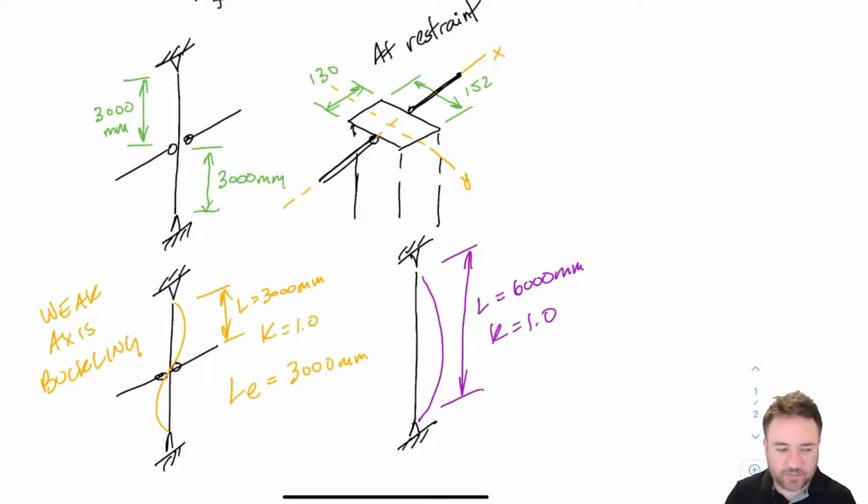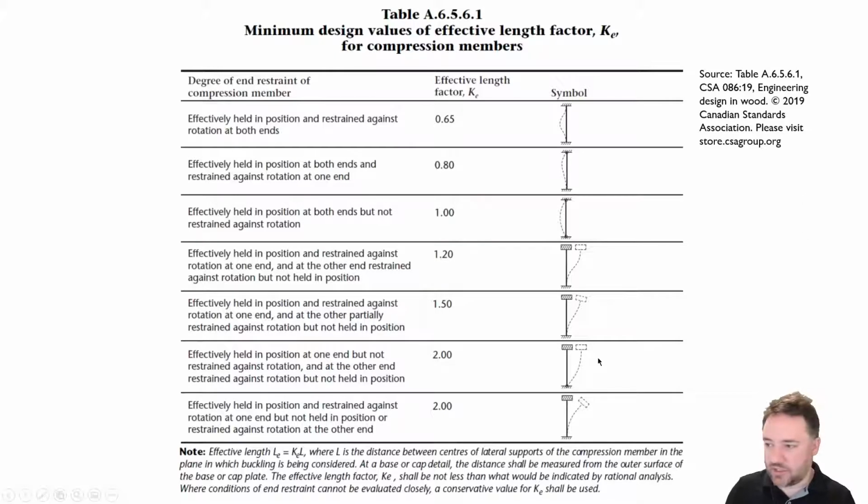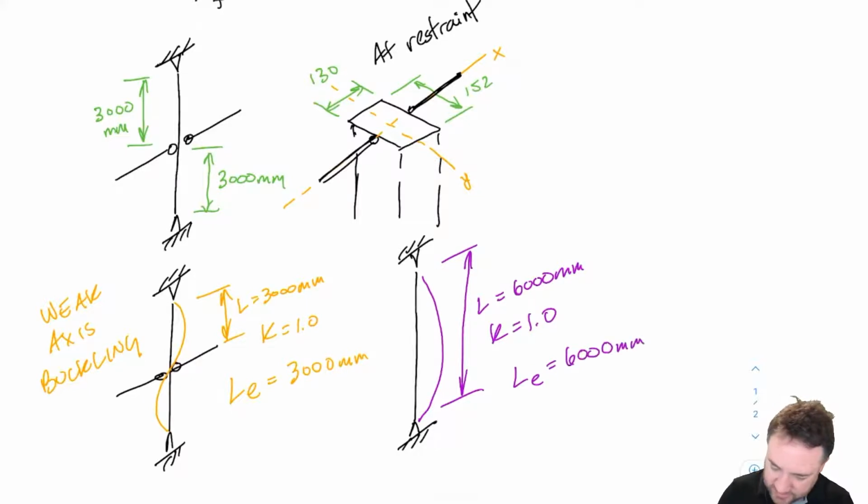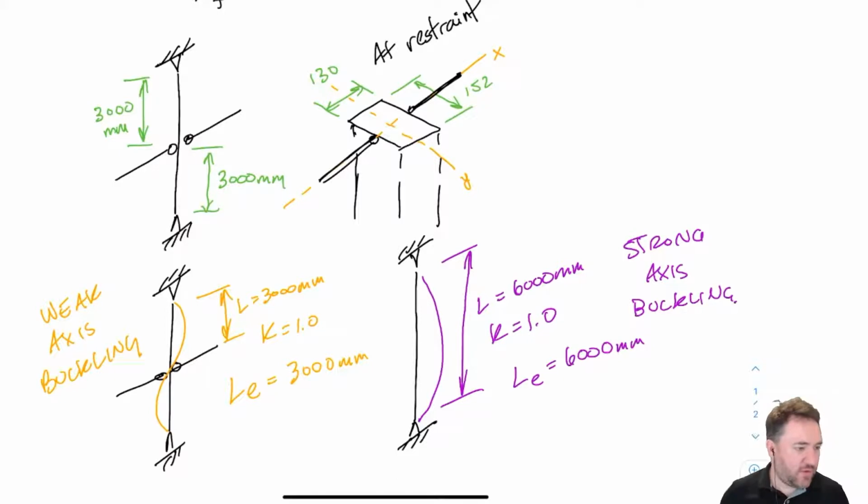So you can look at the table in the appendix of the standard. To remind you what table we're talking about, we're talking about this table here. You can see that both of these cases look like this third case here, where I have just a single curvature kind of buckling. And that means that my LE is going to equal 6000 millimeters. This is for strong axis buckling. So we figured out our LE for both directions.